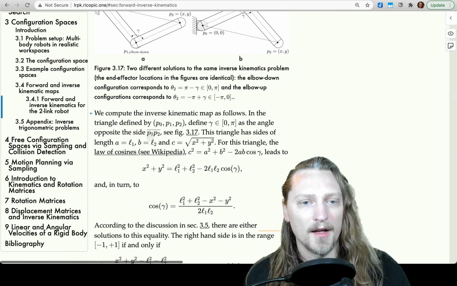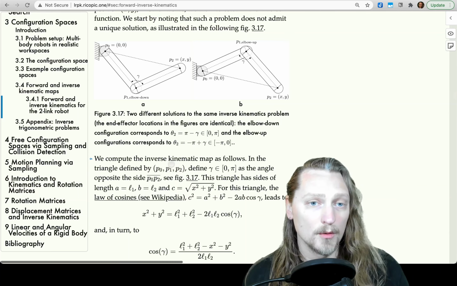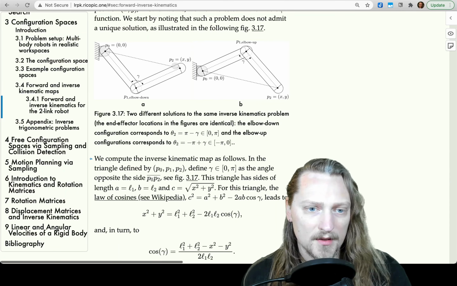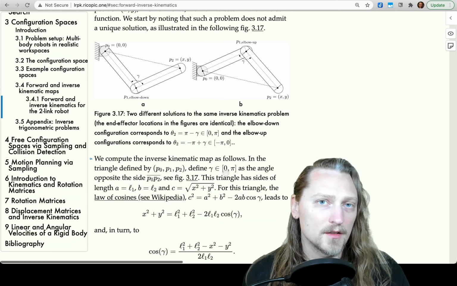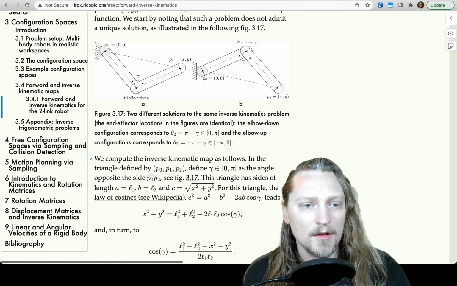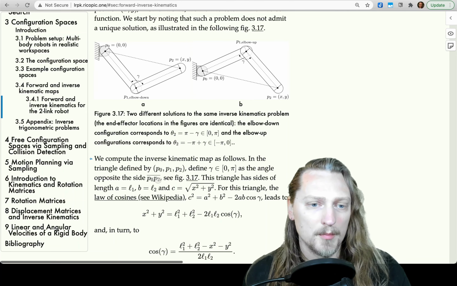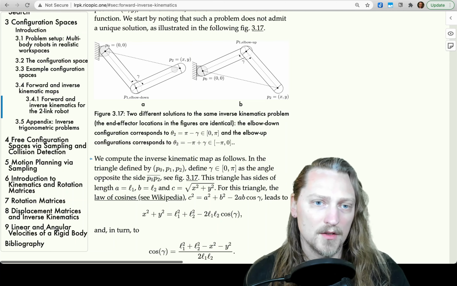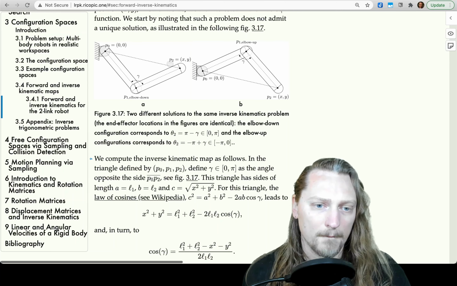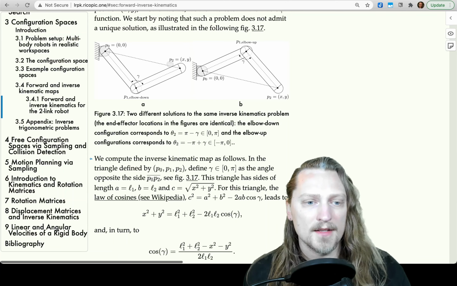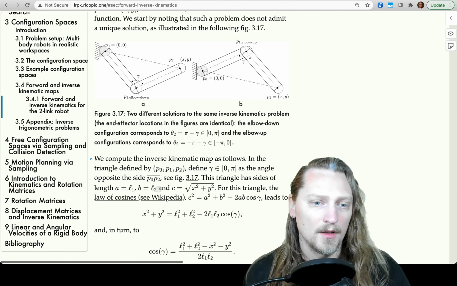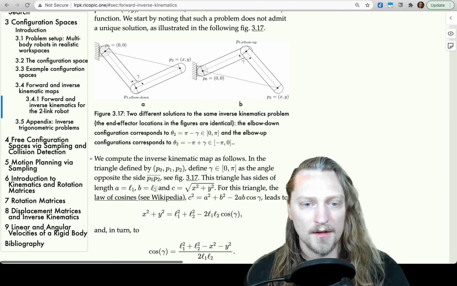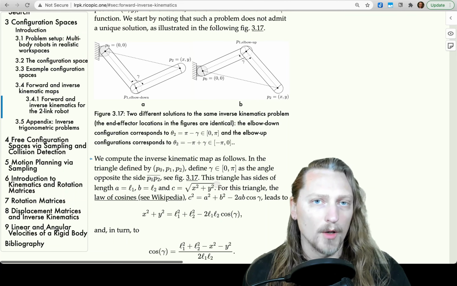In a triangle defined by P0, P1, P2, define gamma, an element of the interval 0 to pi, as the angle opposite the side P0, P2. So P0, P2 is this hypotenuse. See figure 3.17. This triangle has sides of length A, which is L1, B, which is L2, the length of the first link, the length of the second link, and then C, the square root of x squared plus y squared.